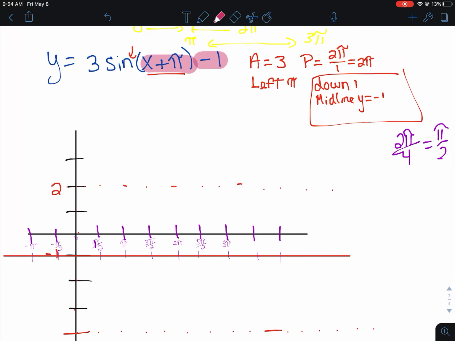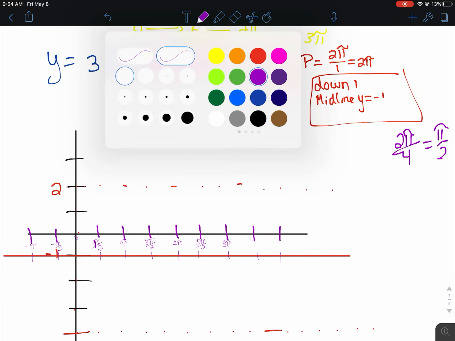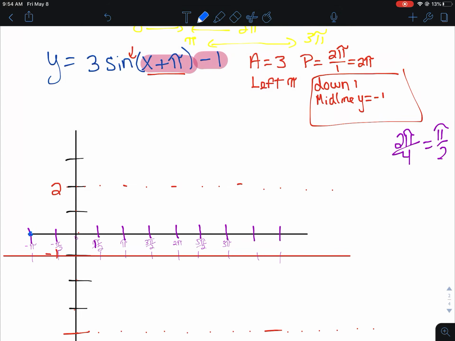So because this graph had x plus pi, we should be shifting it to the left pi. So that means we're actually starting at negative pi. This is where the first point is going to go, but it's going to go on the midline, not on the black x-axis, right? This is the x-axis. So I'm starting at the center of this graph, but back at negative pi because that was our shift.